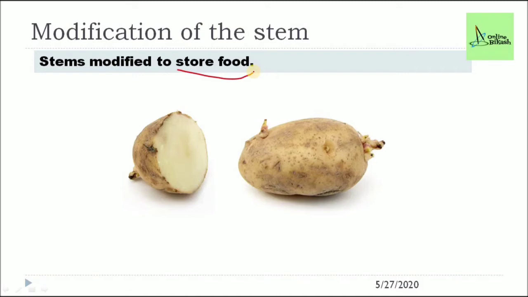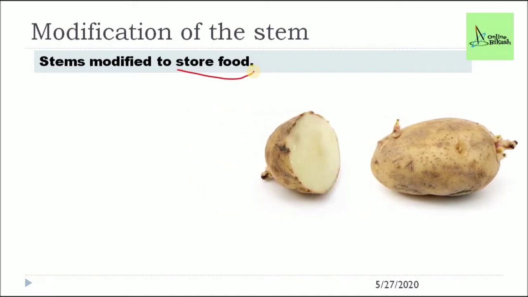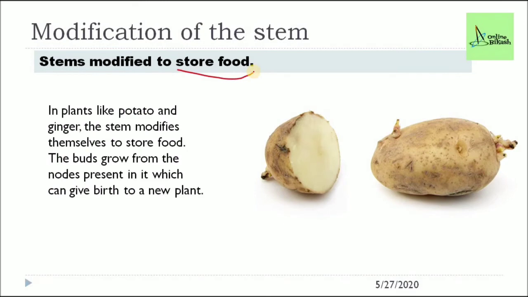So stems modified to store food. In this figure you can see a potato. In plants like potato and ginger, the stem modifies itself to store food. The buds grow from the nodes present in it, which can give birth to a new plant. Now try to understand how we can say that it is not root, it is stem. We can decide by just looking at these buds. Normally these buds are found in stems only, not roots. So that is why it is a stem, because only from the stem can buds grow. That's why it is the modification of stem. It is an underground stem.